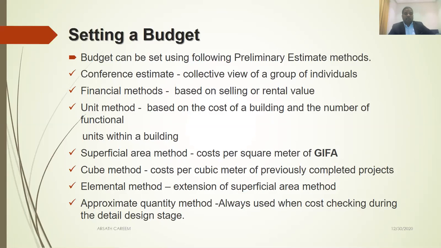First one, the conference estimate. This estimate is just the collective view of a group of individuals. For example, some high-level people in a company, like the CEO and MDs, have enough experience and are decision makers. So they don't want any assistance in the early design brief stage. They need to set the budget, so they get together and discuss.